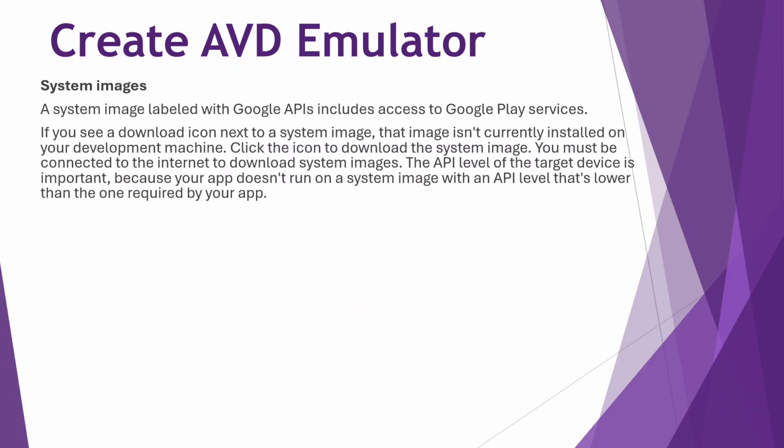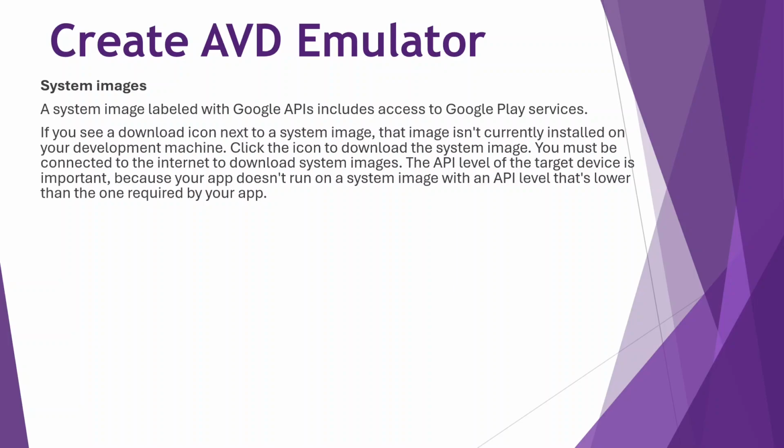And then next is system images. While creating your AVD emulator, you need to select a system image as well. A system image labeled with Google APIs means it includes access to Google Play services. Google APIs means your operating system has different versions of APIs: API 35, API 34, API 33, right? Every image containing Google APIs includes access to Google Play services. So when you are selecting an image, I recommend you select an image that has Google APIs included.